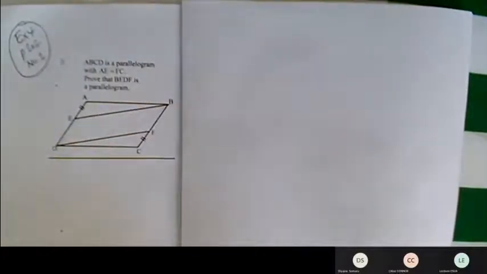How do you know what to use? Very simple, class. All you have to do is say, listen, they want me to prove this is a parallelogram. This is a parallelogram within a parallelogram. So what are the properties of the outside parallelogram? The opposite sides are parallel, the opposite sides are equal. So you use those things to prove the other one. That's how you do it, okay?